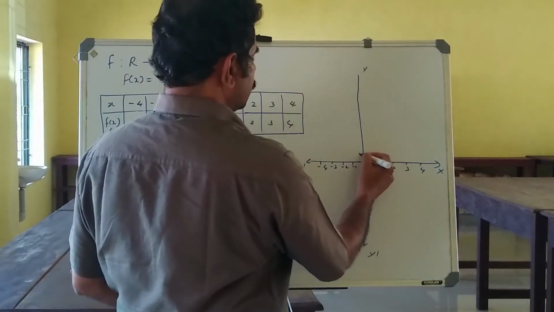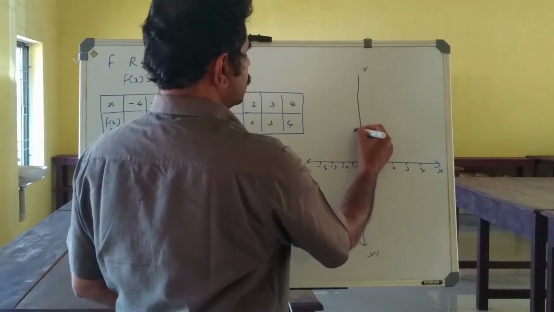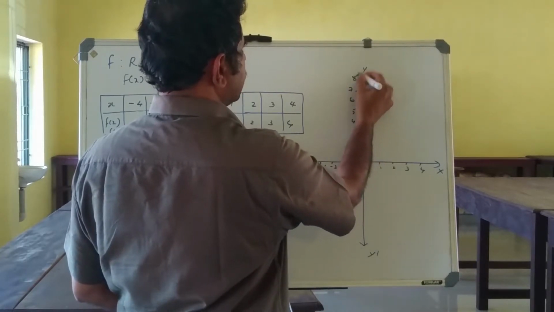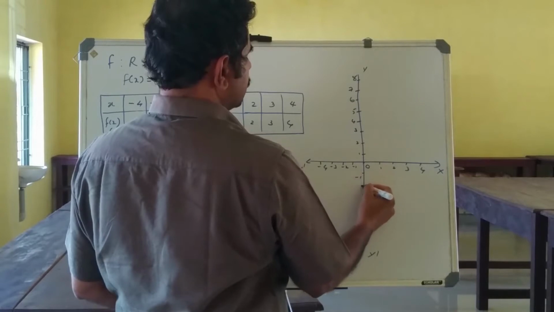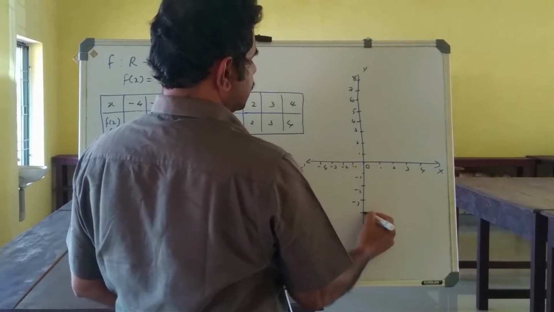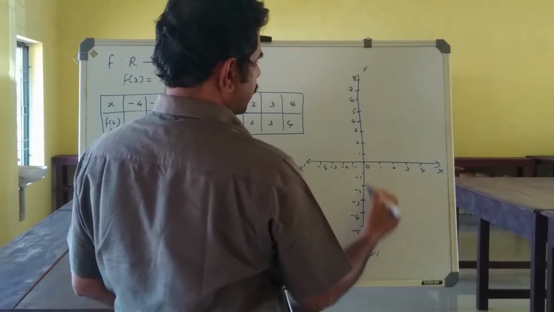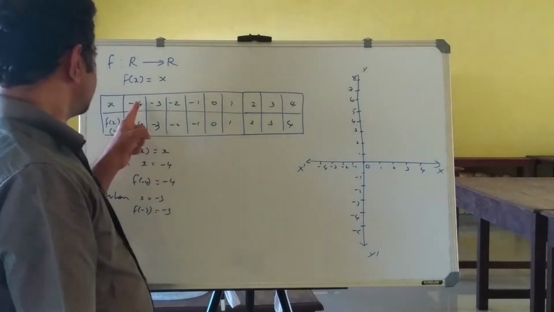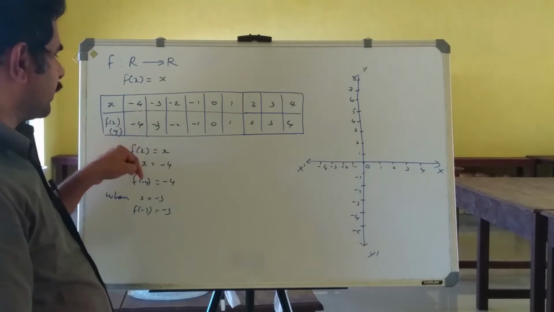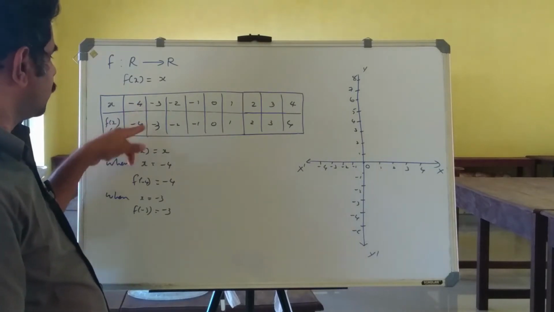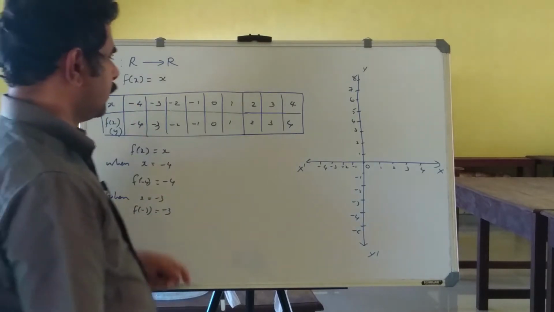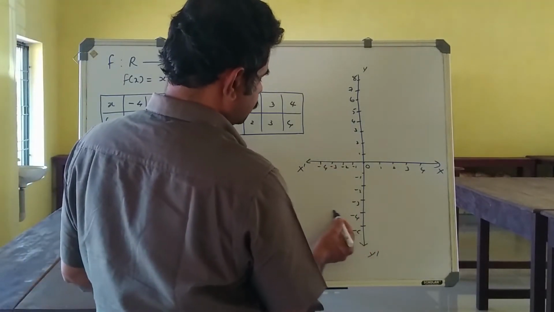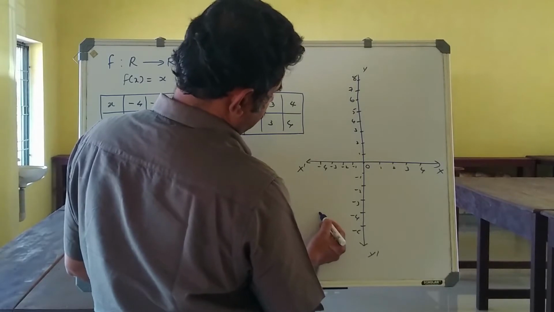Similarly here 1, 2, 3, 4, 5, 6, 7, 8. Here minus 1, minus 2, minus 3, minus 4, minus 5, minus 6 and so on. Then x, f of x means y. When x is equal to minus 4, y is also minus 4. So its corresponding point is this one.